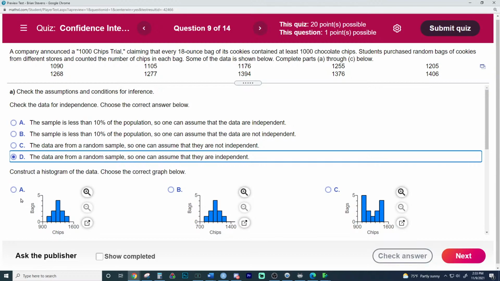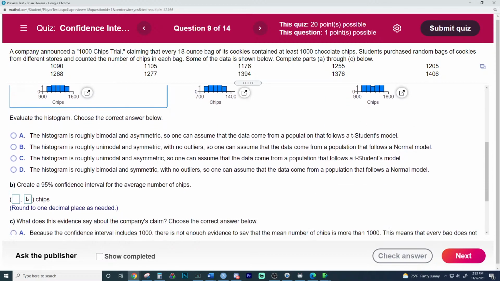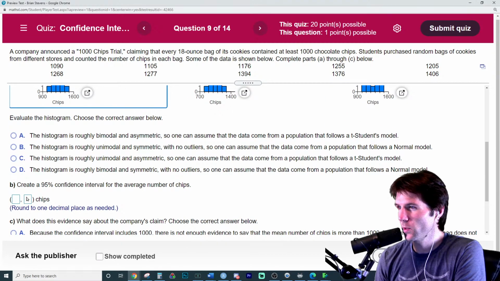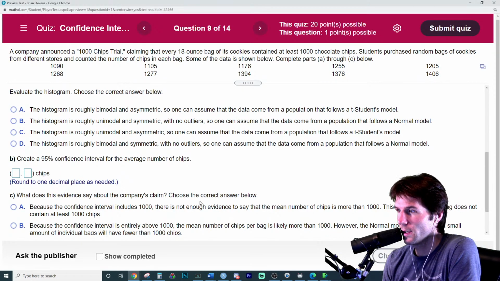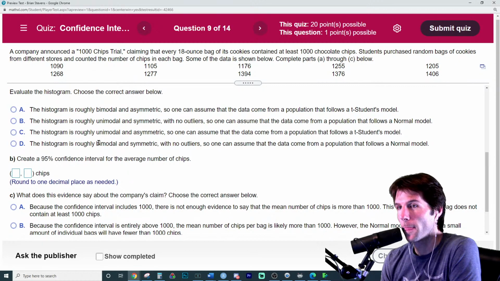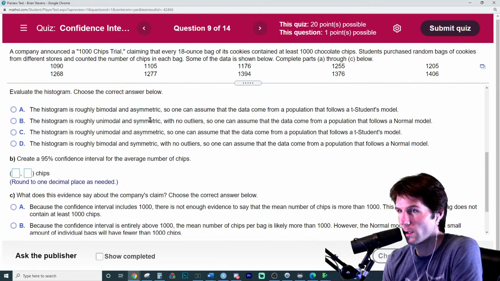Next, we have the shape of the histogram over here. So, yep, looks like that. Evaluate the histogram, and this one's a little bit confusing. Oh, I think we've gotten this one wrong before. So this one is probably my least favorite question we've done in a while. The histogram is roughly unimodal and symmetric.